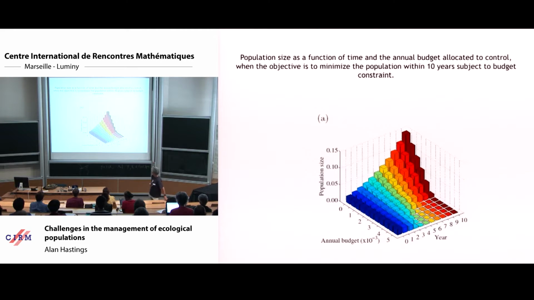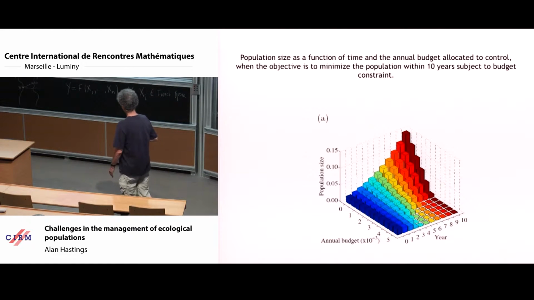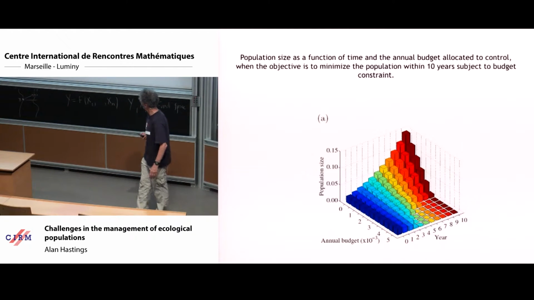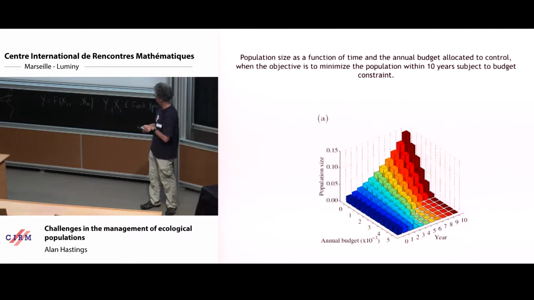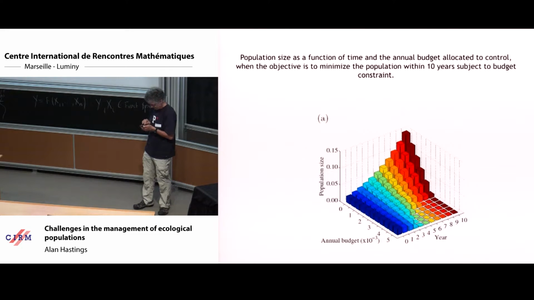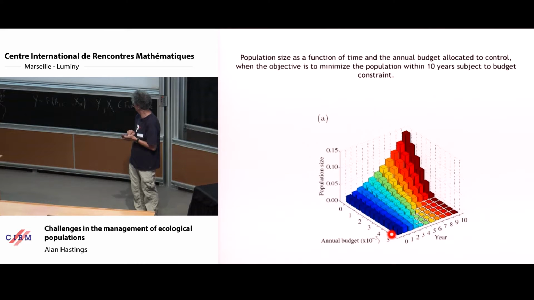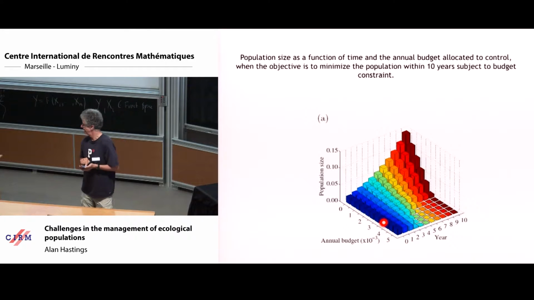And we can apply this to the same sort of question. Here we've got a graph illustrating what would happen as we increase the annual budget along this axis. Along this axis is time, and this is the population size. What you see is with the optimal strategy, the more you spend, the earlier you are, the better off you are. It makes sense: if you've got something, get rid of it early. And this is trying to get rid of things in 10 years with a constraint.